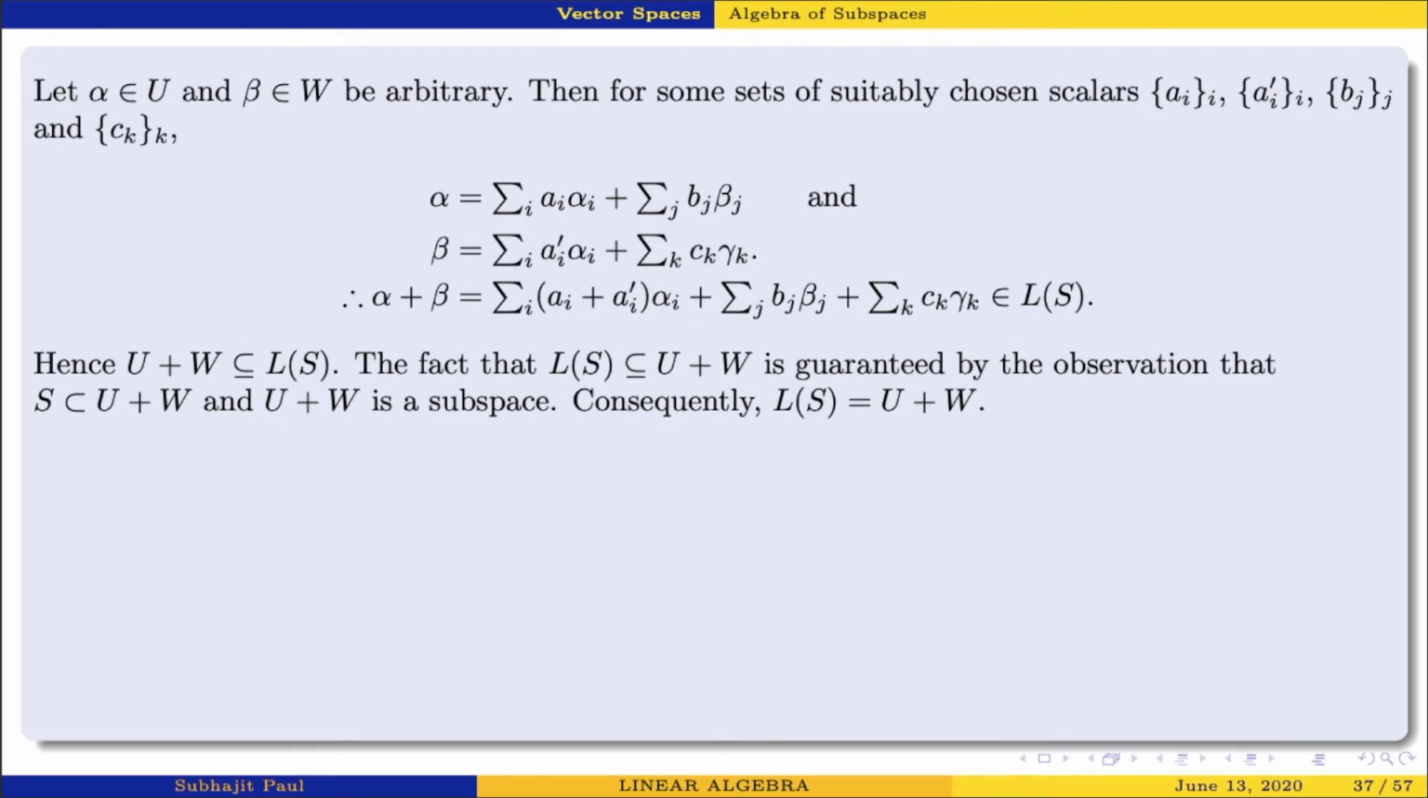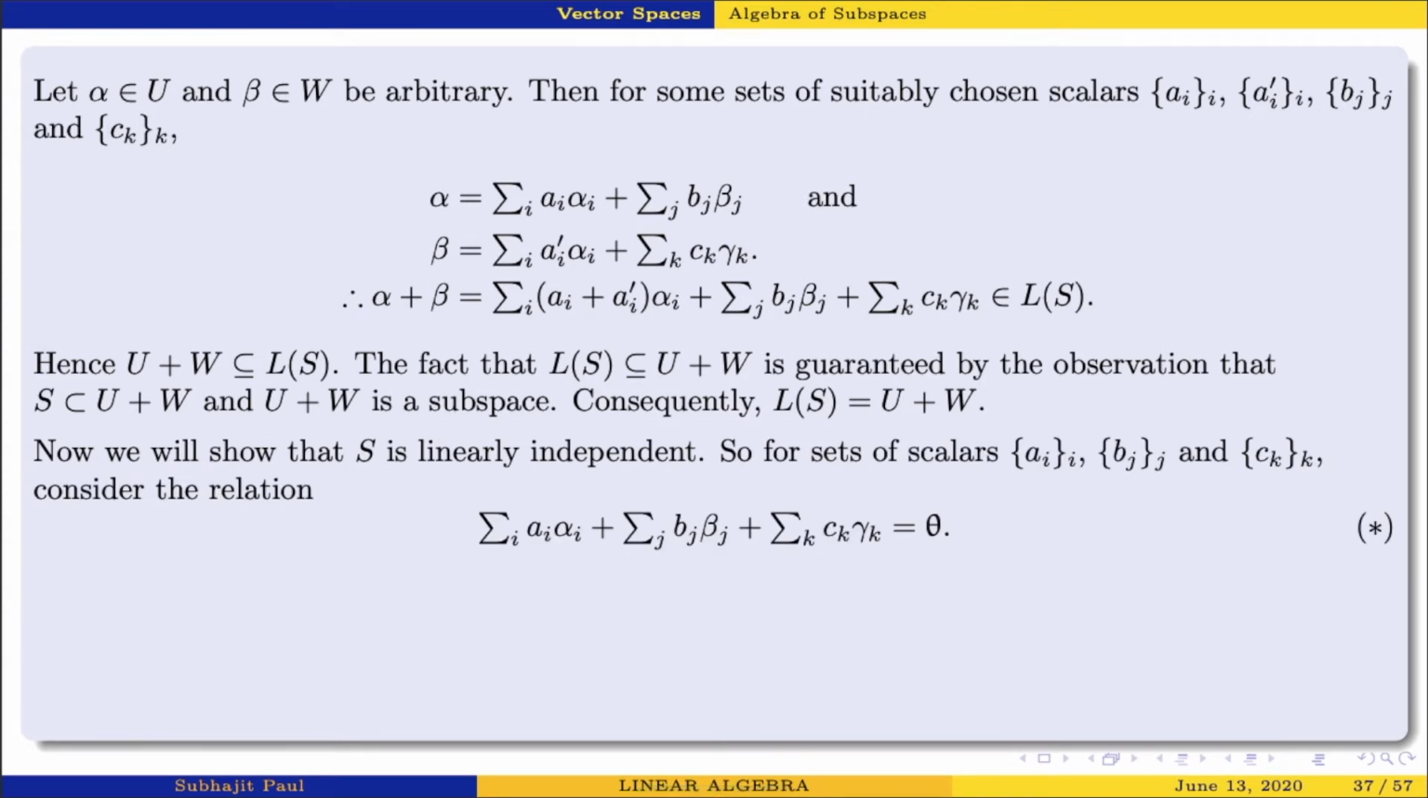Remember, we want to call S a basis of U plus W. So far we have shown that S generates U plus W. In the next step we are going to show S is linearly independent. For sets of scalars ai, bj and ck, consider the relation: sum over i of ai alpha i, sum over j of bj beta j, and sum over k of ck gamma k is equal to the null vector. Call this equation star. Now we need to show that all these scalars ai, bj and ck are necessarily 0.